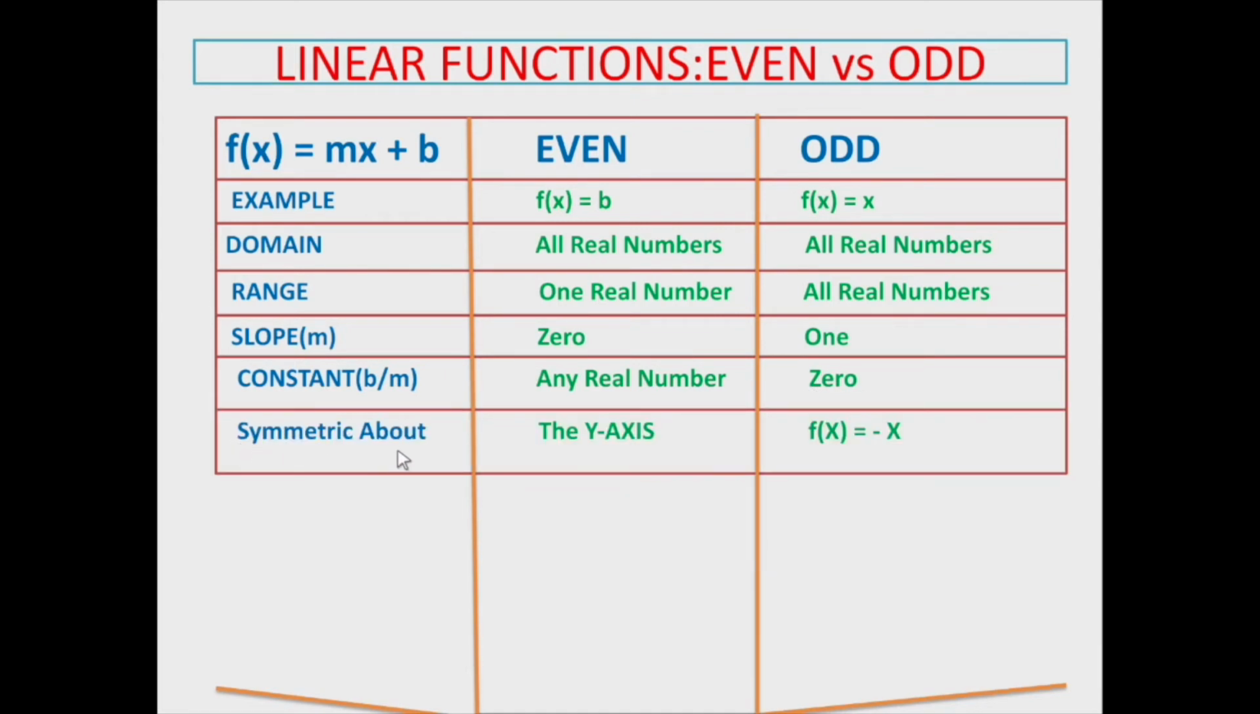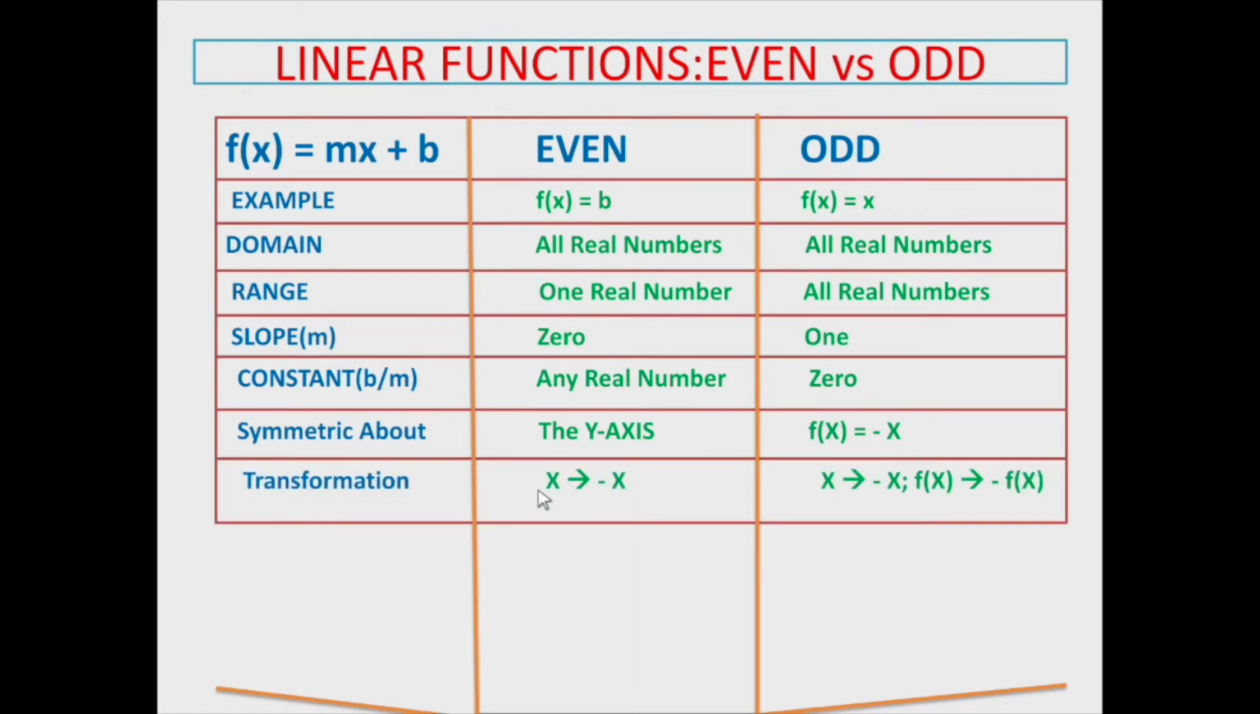The symmetric about for even is the y-axis, and the symmetric about for odd is f of x is equal to negative x. Transformation. For even, x will transform into negative x, and for odd, x will transform into negative x, and f of x will transform into negative f of x.